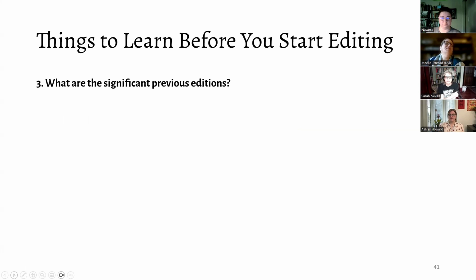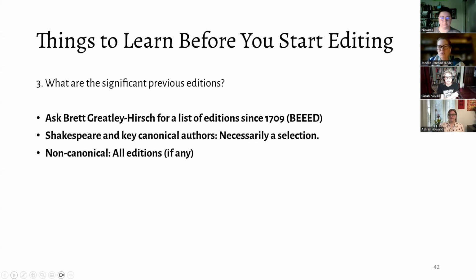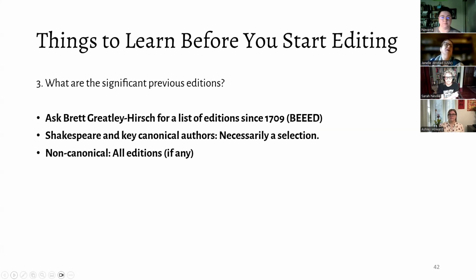What are the significant previous editions? Brett Greatley-Hirsch, one of the co-applicants on the grant that's funding us, has a list of every edition ever produced of anything since 1709. We're spinning that out into a resource called the Bibliography of Editions of Early English Drama. He will send you back a list of every edition in about 5 minutes. If you're dealing with Shakespeare and key canonical authors, you can't possibly look at all the editions, so you'll have to make a judicious selection. If you're dealing with a non-canonical play, it's very likely that you'll be able to deal with all editions, and it's possible that there might not even be an edition ever, and yours is the first.